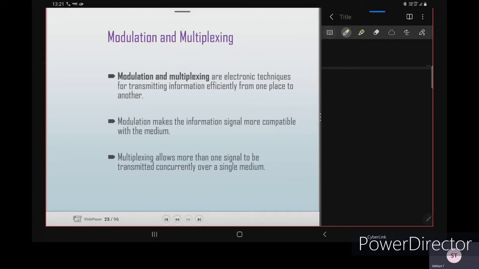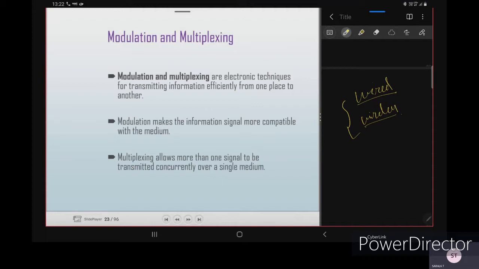Modulation makes the information signal more compatible with the medium, whatever the medium we are using. It may be wired or wireless. Whatever the medium we are choosing, with respect to that, whatever the modulation we are choosing to transmit through these types of medium, it will always transfer the information in the proper way, and at the receiver end there won't be much difference in the information. Whatever information they want to send will be available at the destination also.